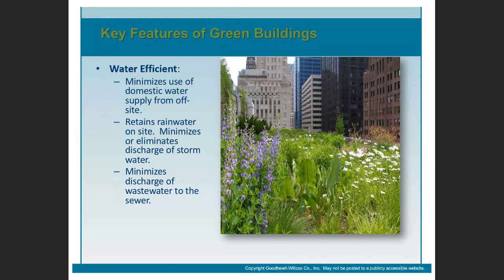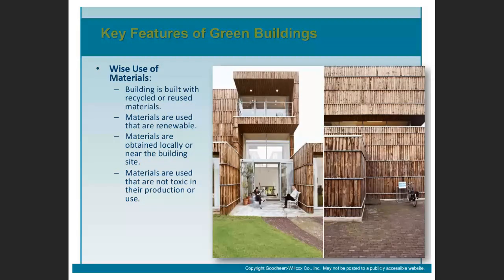Talking about attributes or features of green buildings. We want our buildings to be wise in their use of materials. So possibly we want to use recycled or reused materials. We want to build with materials that are renewable or rapidly renewable. If possible, build with materials that are obtained locally or near the building site.